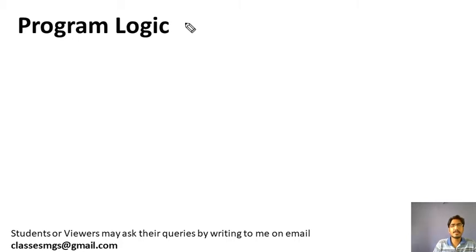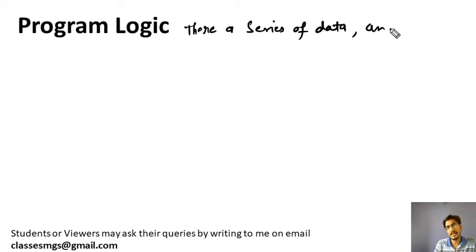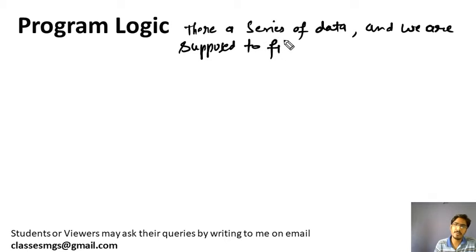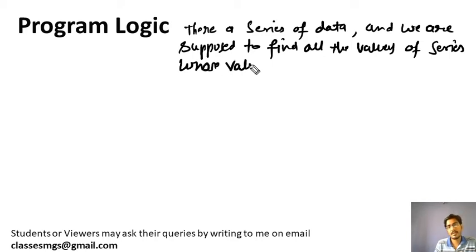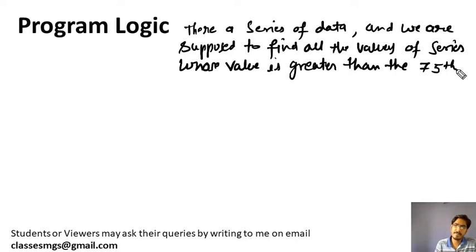So the problem statement is: let's suppose there is a series of data, and we are supposed to find all the values of the series whose value is greater than the 75th quantile.